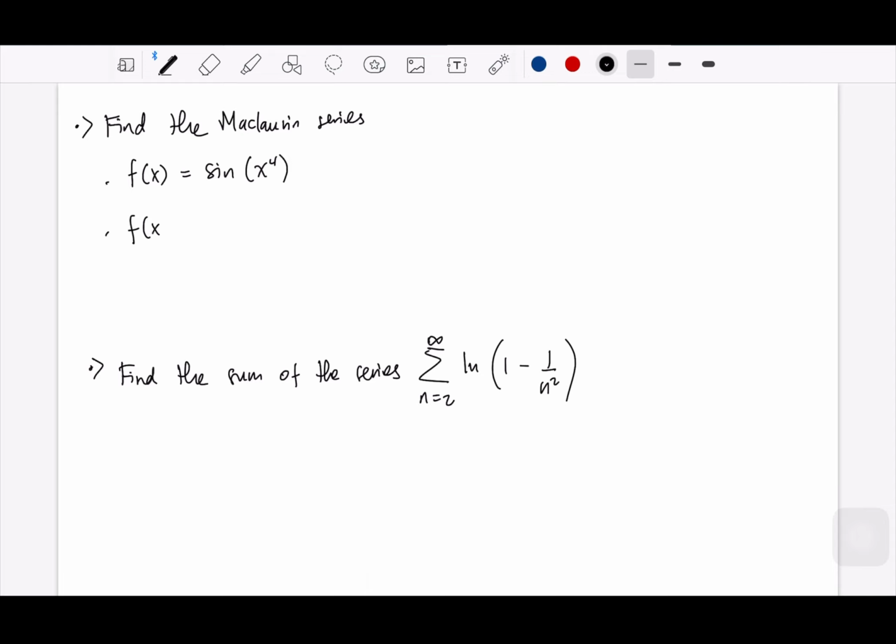Give you 3 questions. Okay, try this. These questions. And find the radius of convergence.